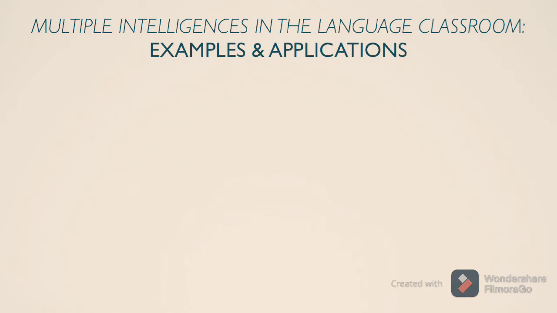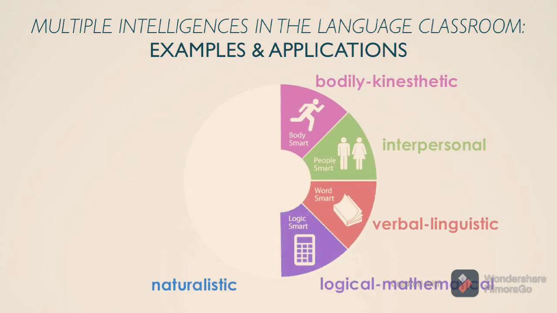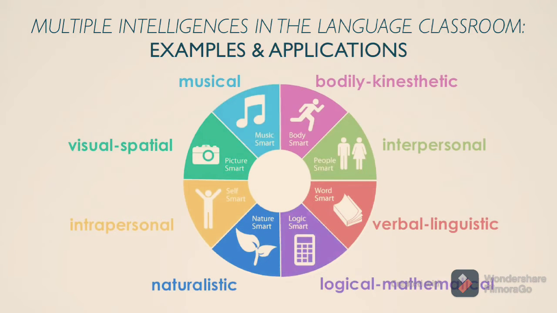I'd like to take a look at multiple intelligences now, one by one, specifically as they apply to different types of people and the implications that those have on the language classroom as we consider the types of learners that our students might be. Once again, the 8 intelligences that I'm going to focus on: Bodily-Kinesthetic, Interpersonal, Verbal-Linguistic, Logical-Mathematical, Naturalistic, Intrapersonal, Visual-Spatial, and Musical.